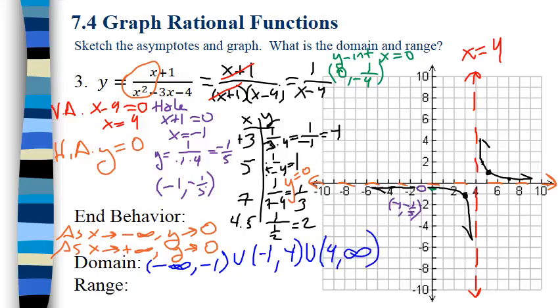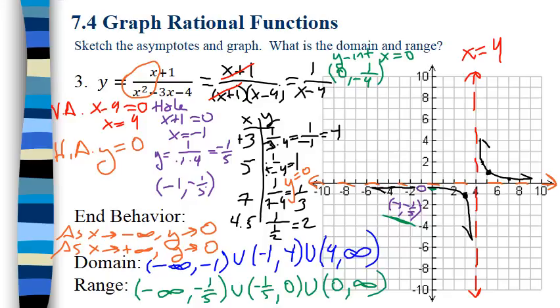And then we have our range, and our range also has 2 points where it can't be equal. Because remember, this hole right here at negative 1/5. So our range is going to go from negative infinity to negative 1/5, then from negative 1/5 to 0, and then 0 to infinity. Because remember, when you have a hole, and you have nothing else on the graph that will equal negative 1/5, that y value doesn't exist in your function. So it is restricted from the range as well.